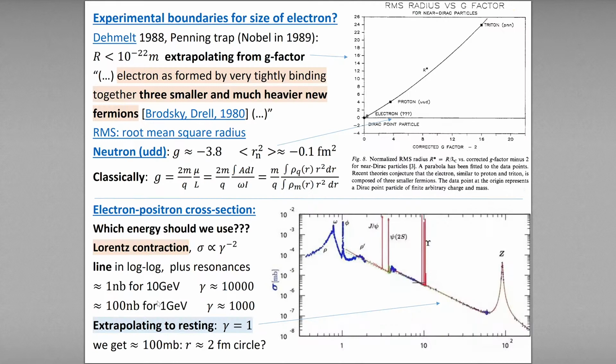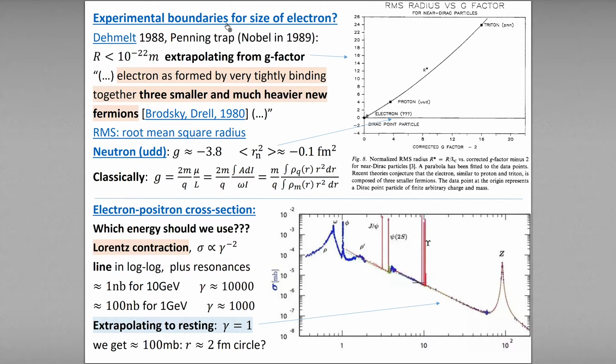Okay, and so let's look at the experimental arguments for the size of the electron. If you look at some literature, ask physicists, I did it a lot of times, and usually it leads to this argument about the g factor. So basically the g factor of the electron is very close to 2, which allows us to conclude that the radius is very close to 0. So this is the argumentation.